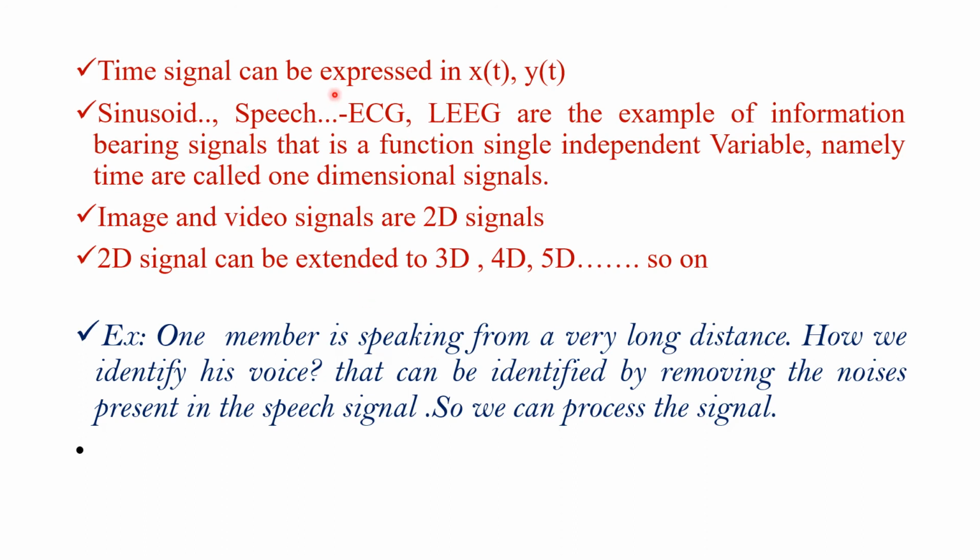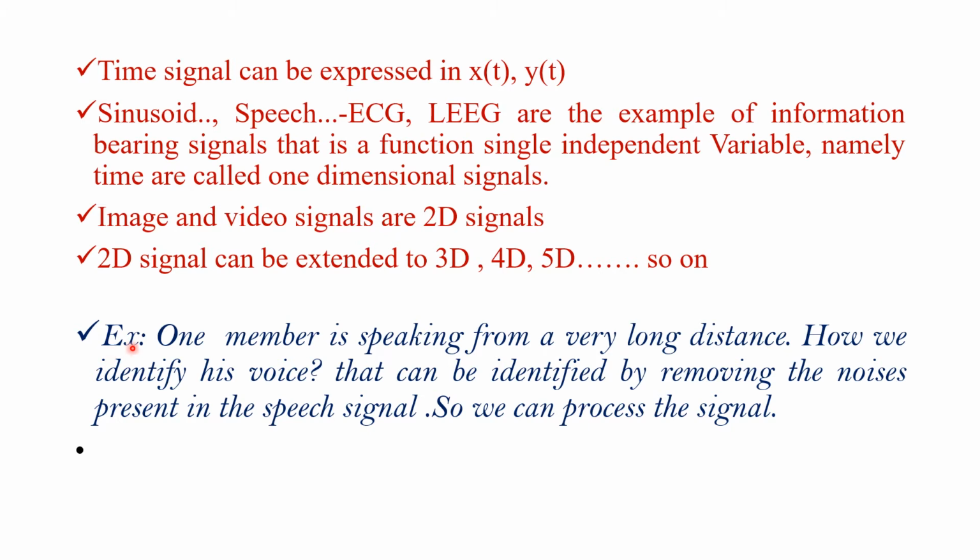Next, time signals can be expressed as x of t and y of t. Sinusoid, speech, ECG, EEG are examples of information-bearing signals that are a function of a single independent variable, namely time, and are called one-dimensional signals. Image and video signals are two-dimensional signals. 2D signals can be extended to 3D, 4D, 5D and so on.